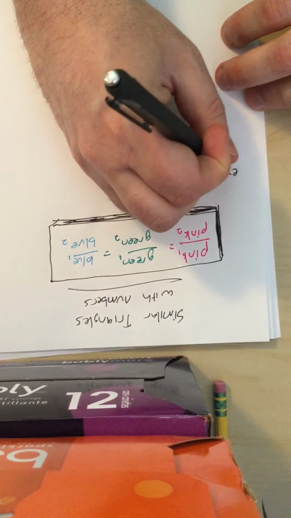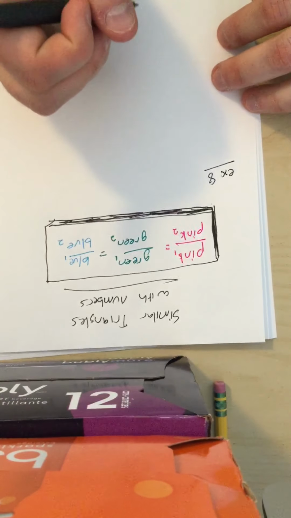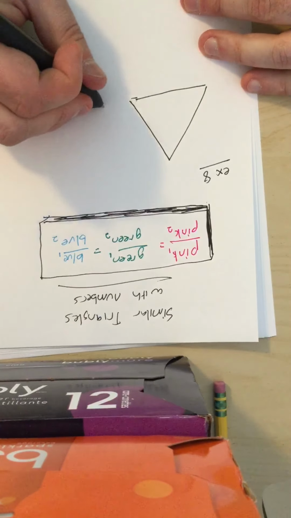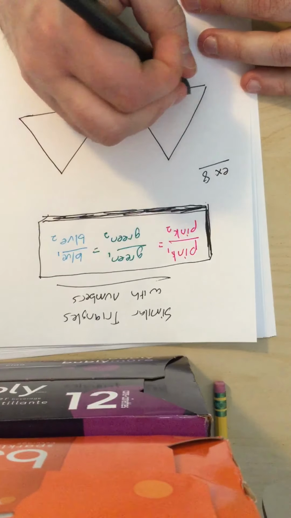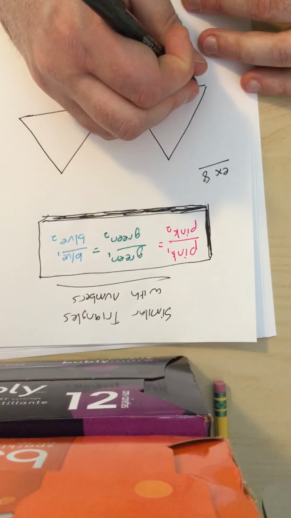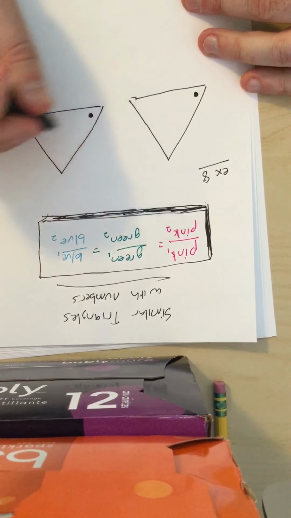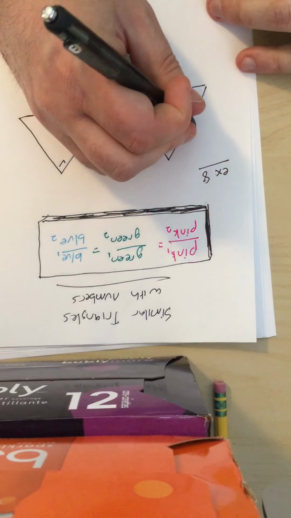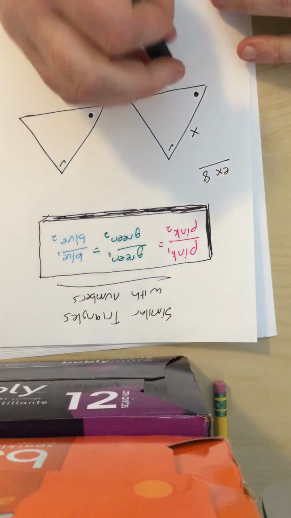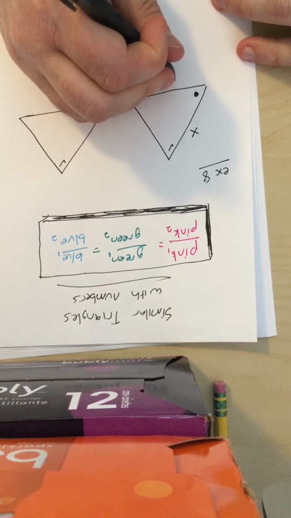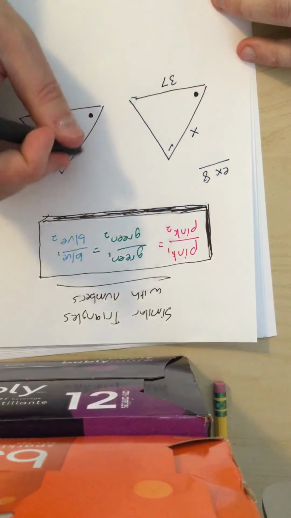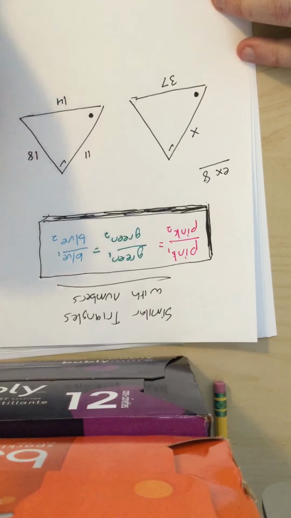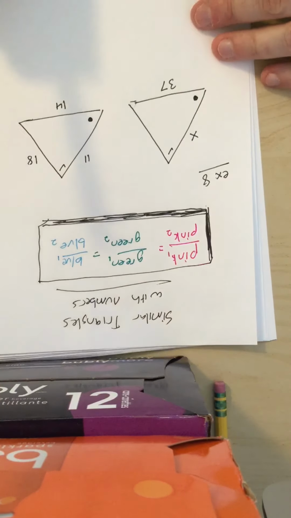So if we're going to continue from the last lesson, I think we're on example 8. So we have our two triangles, and we're going to put some notations down. So we're going to say it's dot, dot, check, check. And then we'll call it X, and 37. And this is going to be 11, 14, 18. And so our goal here is going to be to figure out what is the value of X.